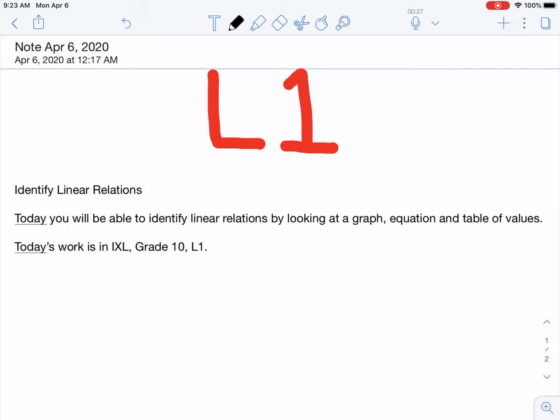Hi everyone. Today we're going to learn how to identify linear relations by looking at a graph, equations, and a table of values. Today's work is going to be in IXL, grade 10, L1.